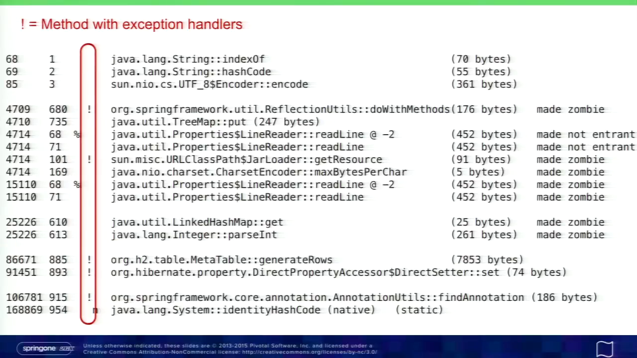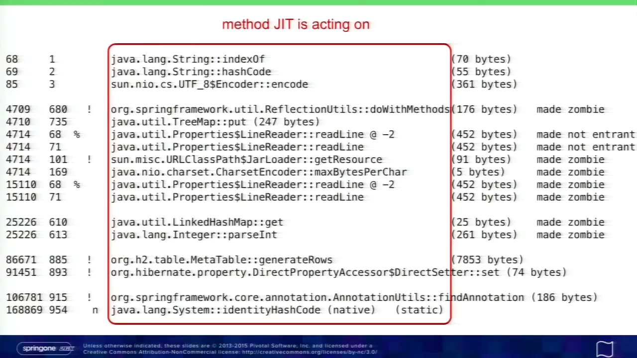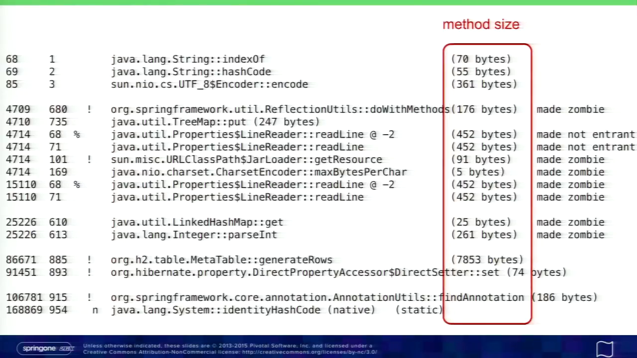Next, the exclamation mark marks exception handlers. Exception handlers have to be handled specially, right? They need the ability to unroll the stack and get the stack trace. The N represents native methods. Then we have the method the JIT is acting on. Most of the time, this is the method being compiled or the method being uncompiled. We have the size of the method.